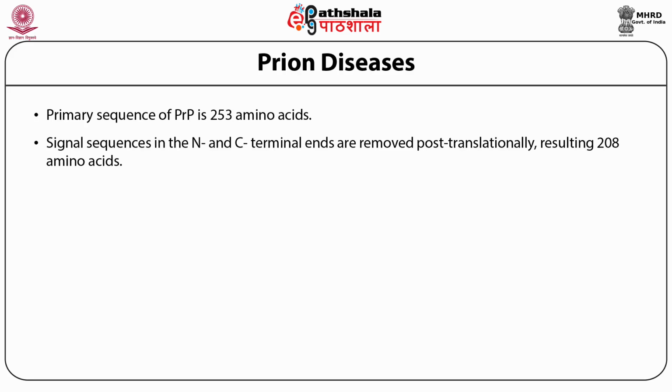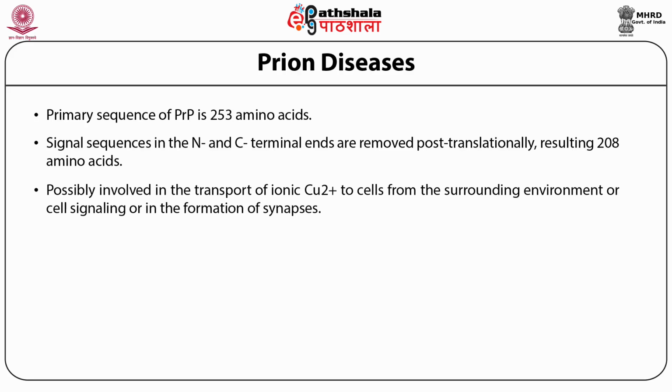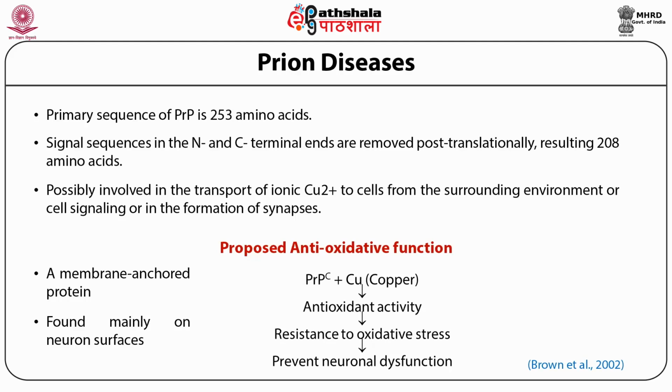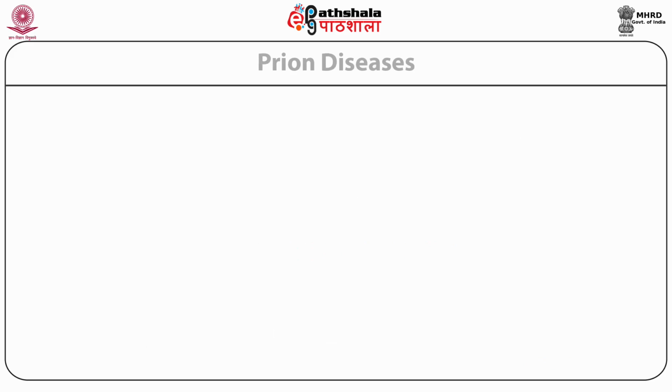So here I explain one of the possible functions, which seems to be the transport of ionic copper to the cells from the surrounding environment, or cell signaling, or the formation of synapses. This is a membrane anchored protein found mainly on neuron surfaces. The proposed antioxidative function is that this prion protein binds to copper and has antioxidant activity, which is resistant to oxidative stress and prevents neuronal dysfunction. This is the most expected function of this protein.